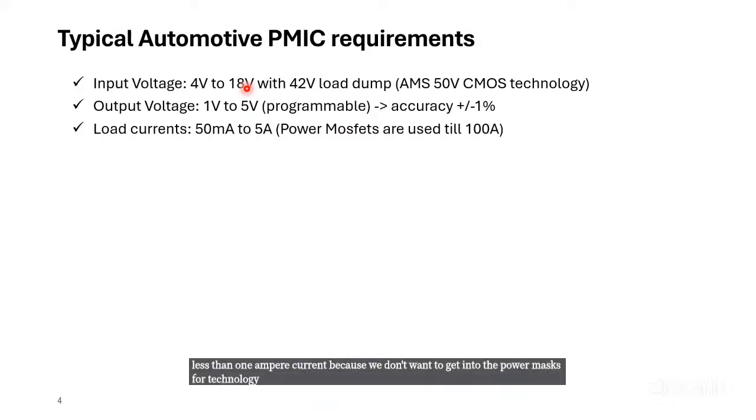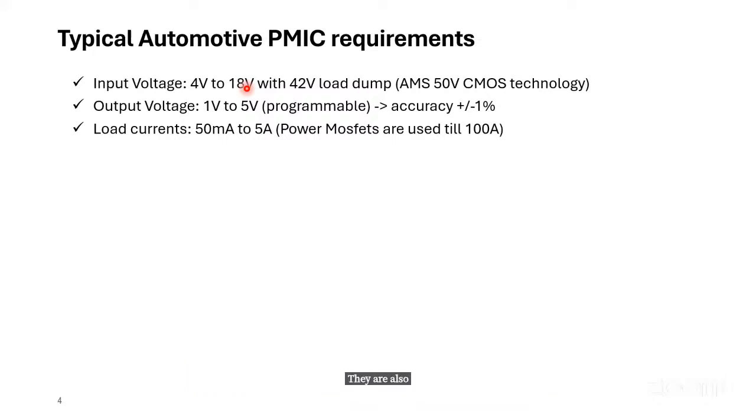And in fact, for the EVs, they are also using currents which are going as high as 100 amperes to do the motor drive for the electric vehicle. So that is not the scope of this. We are looking at power management ICs mainly supplying tens of milliamperes all the way to hundreds of milliamperes for a typical transceiver.